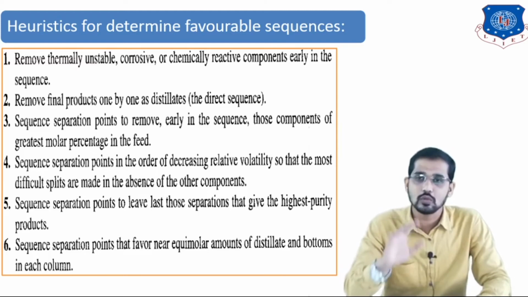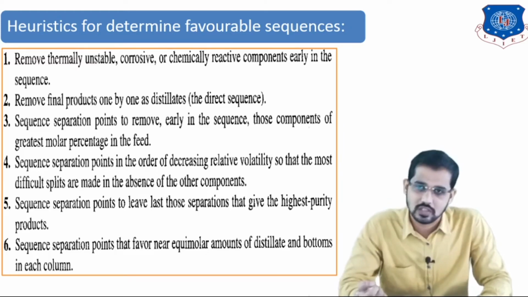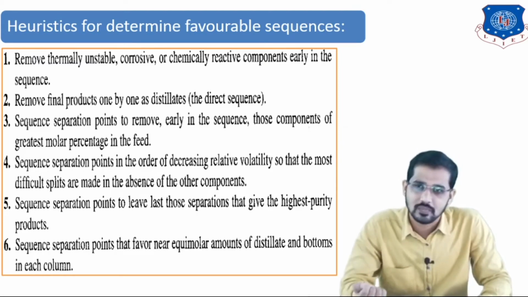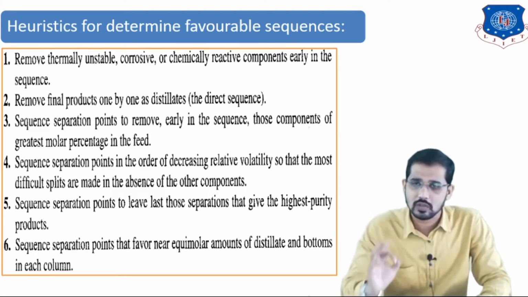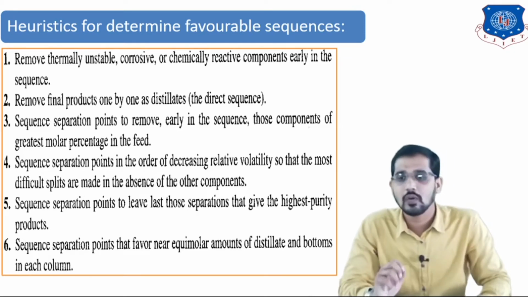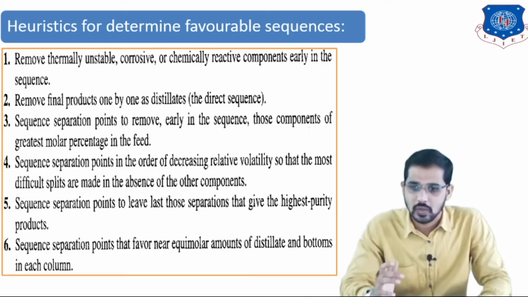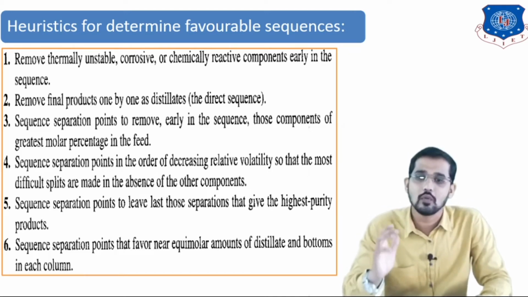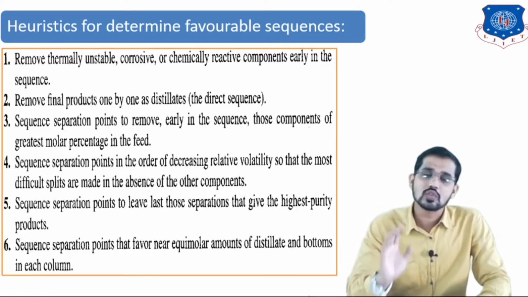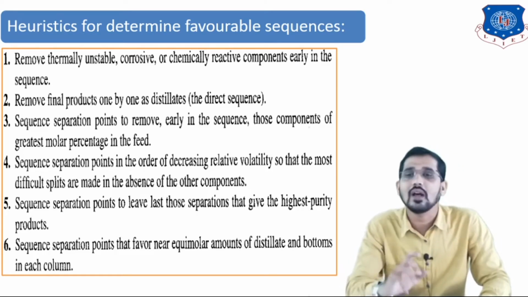Means we are removing those components in the last stages which gives the highest purity product, which require the higher temperature for separation. Means most pure product we are getting in the last stage. This is the significance, or the meaning, of the fifth point. And the last point is sequence separation points that favor near equimolar amounts of distillate and bottom in each column. Means those components having equimolar compositions we are separating in early stages.